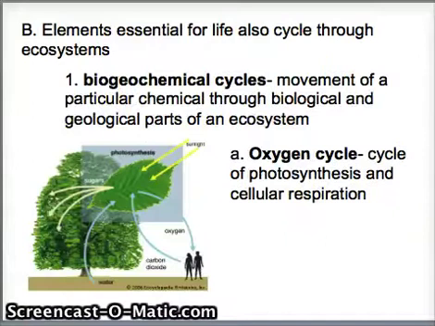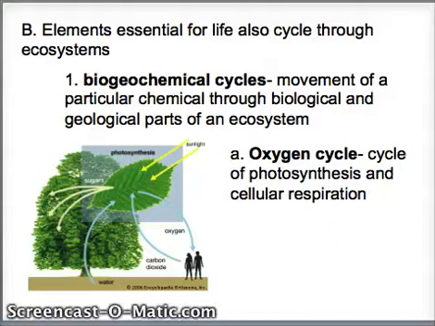Elements that are essential for life also cycle through ecosystems. Now water's a compound, but elements are singular types of atoms. So for example, oxygen or hydrogen. And these are what we call biogeochemical cycles. And this is the movement of a particular chemical through the biological, or living, and the geological, think Earth, parts of an ecosystem. So for example, the oxygen cycle uses photosynthesis and cellular respiration.